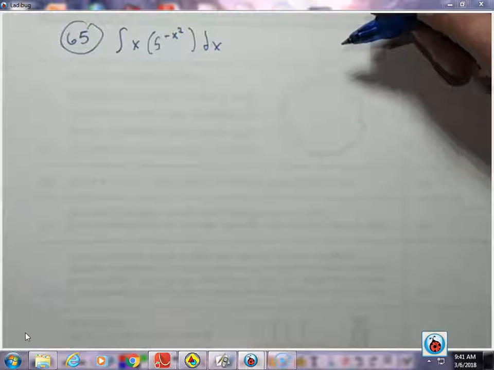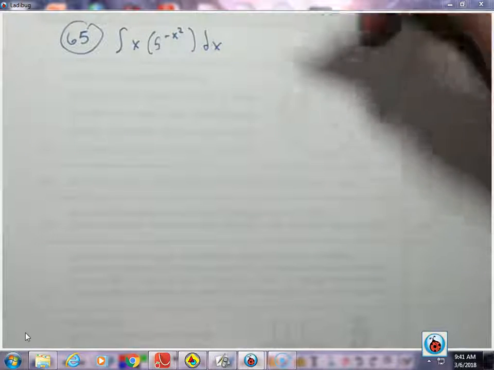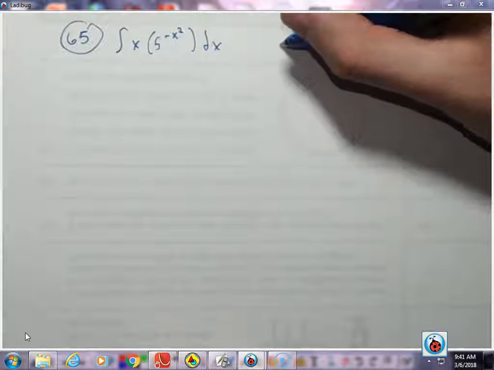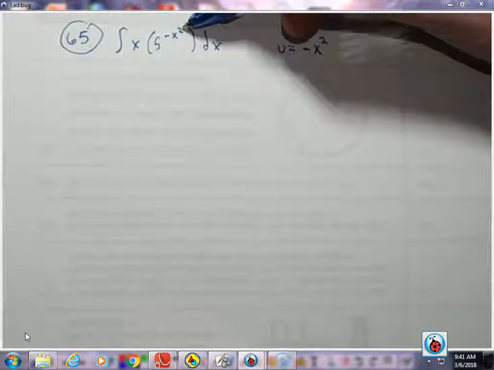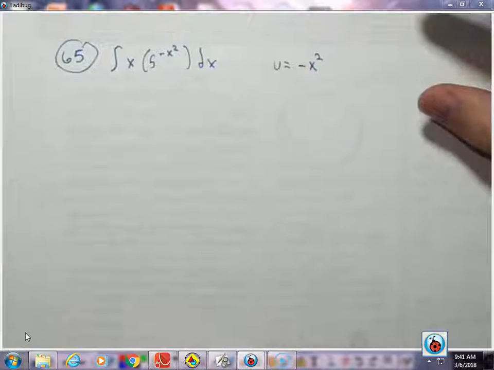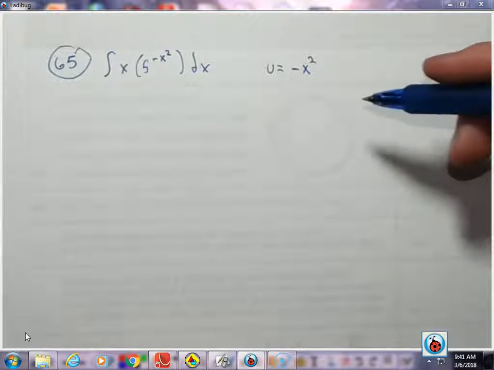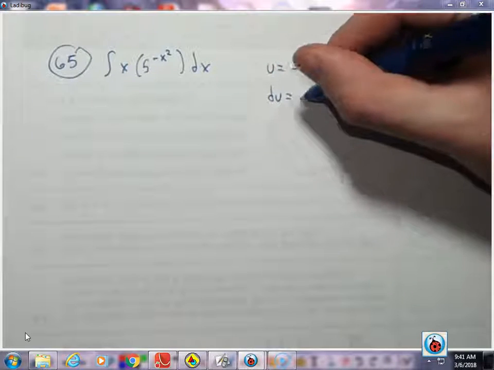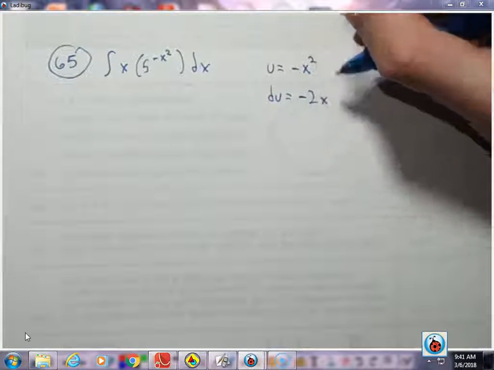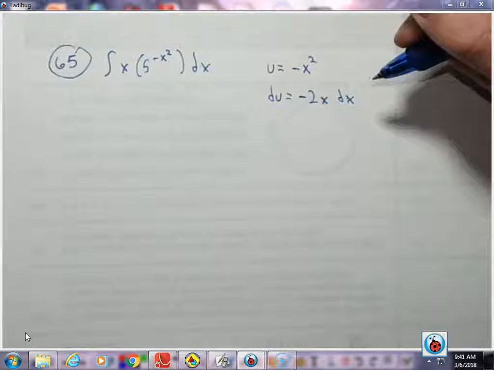I'm going to cry. Okay, so you're going to want to set u equal to negative x squared, which is that little exponent right over here. Let me move this down just a teeny bit. Okay, so u equals negative x squared, so that means du equals negative 2x dx.